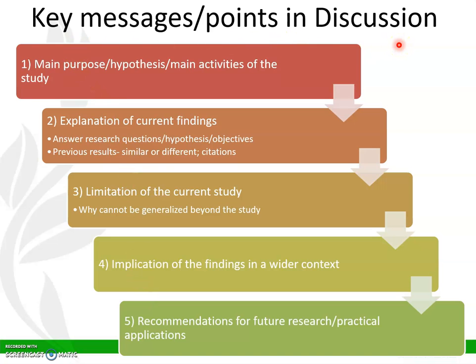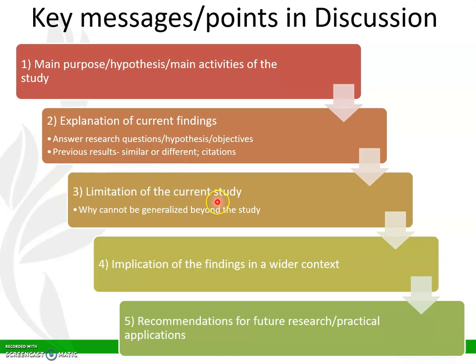First, we may start with the main purpose or hypothesis, or the main activities conducted. Next, we need to explain our current findings. How do they answer our research questions, hypothesis or objectives? Here you need to contrast with previous papers. Do they also get fairly similar result or completely different? If different, then why? This will lead us to the next point, which is the limitation of study.